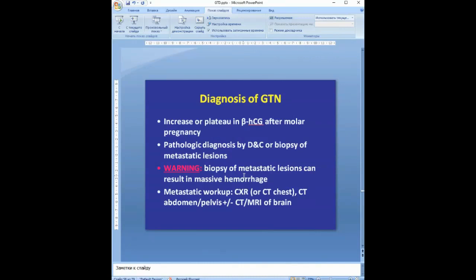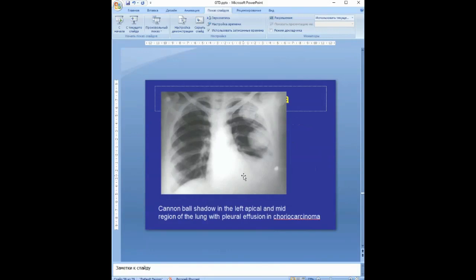Base your diagnosis only on the serum levels of beta HCG and non-invasive procedures such as chest X-ray, computed tomography of abdomen and pelvis, plus computed tomography or MRI of brain. In this picture, you see cannonball shadows in the left apical and mid region of the lung with pleural effusion in choriocarcinoma.